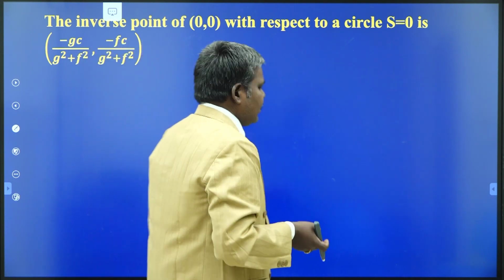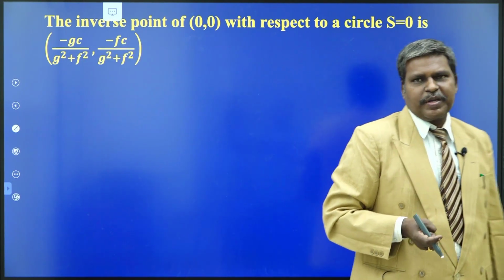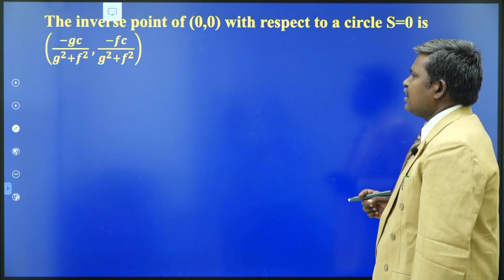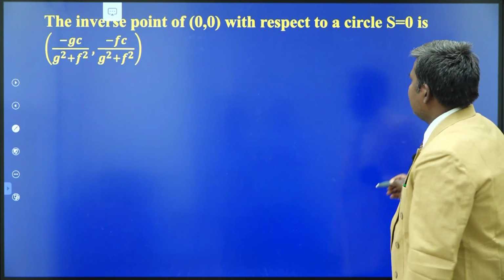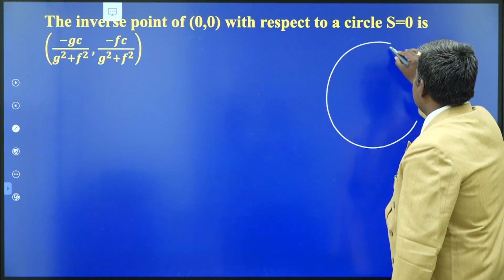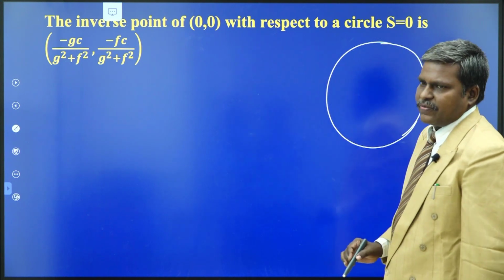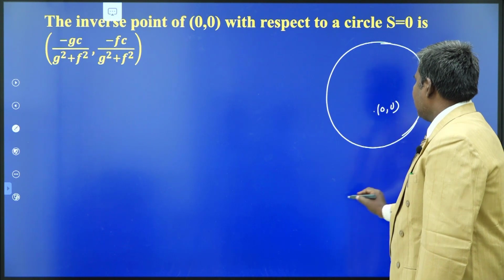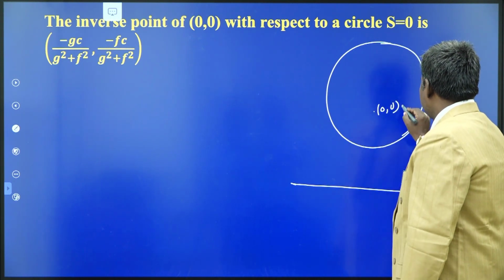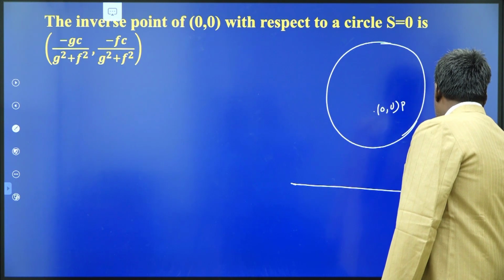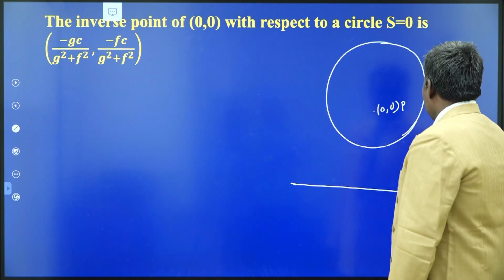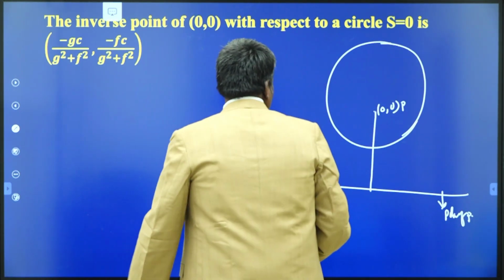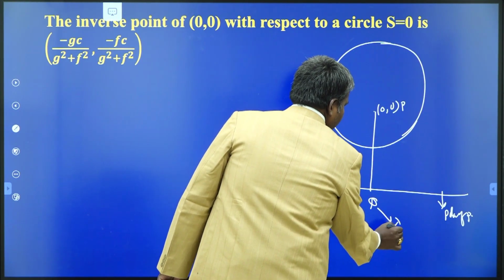Similarly, we can find the inverse point of origin with respect to the circle S = 0 as (−gc/(g² + f²), −fc/(g² + f²)). This is your circle S = 0, that is x² + y² + 2gx + 2fy + c = 0. Suppose my point origin is here, and this is the polar of origin, the polar of P. You just find the foot of perpendicular drawn from origin to the polar of P, we get Q. This is the inverse point of P.